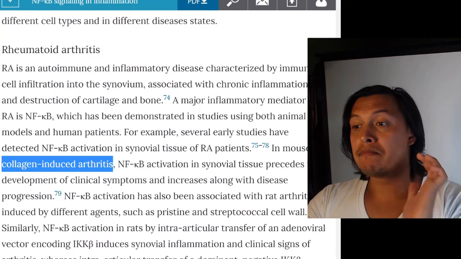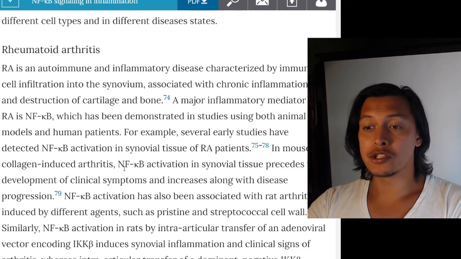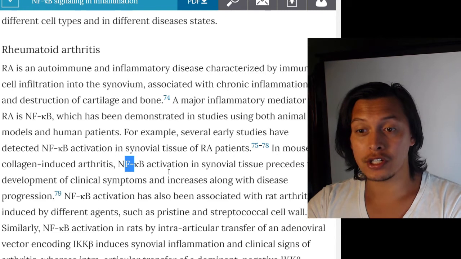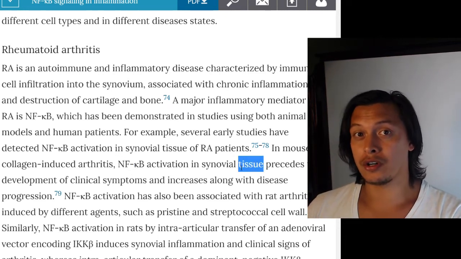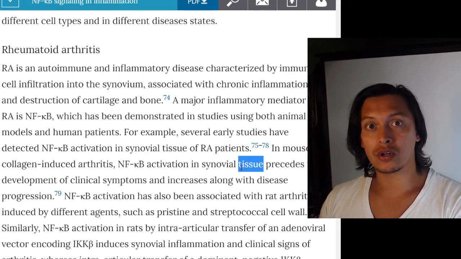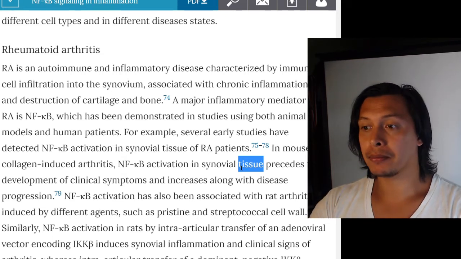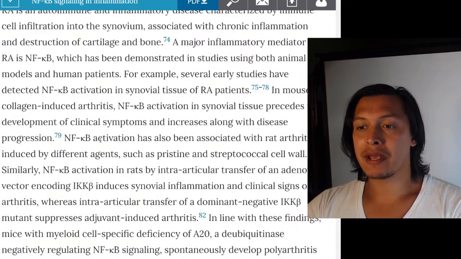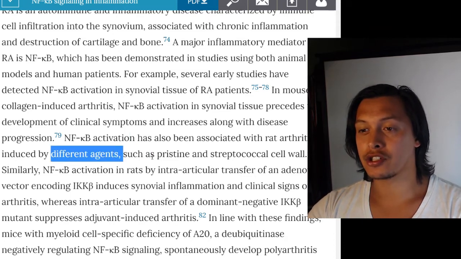And in this case, this is happening to mice. So in mice that receive this collagen-induced arthritis, this nuclear factor kappa B activation is activated in the synovial tissue, and it's activated before you can see the rheumatoid arthritis symptoms. And as the rheumatoid arthritis progresses worse and worse, the nuclear factor kappa B expression goes up. Or I shouldn't say expression, but activation goes up. So nuclear factor kappa B activation has also been associated with rat arthritis induced by different agents such as pristane and streptococcal cell wall.